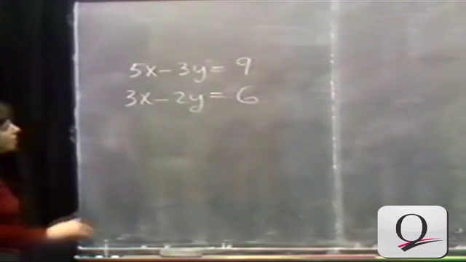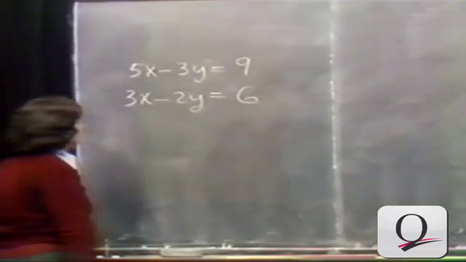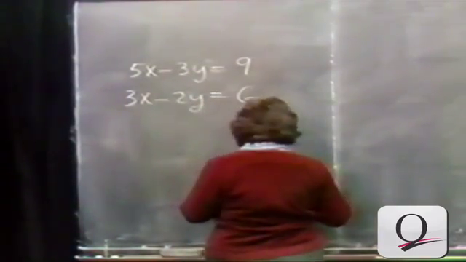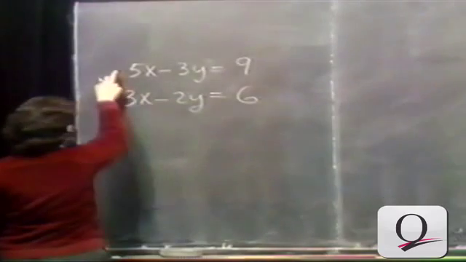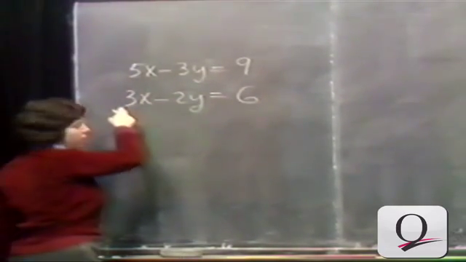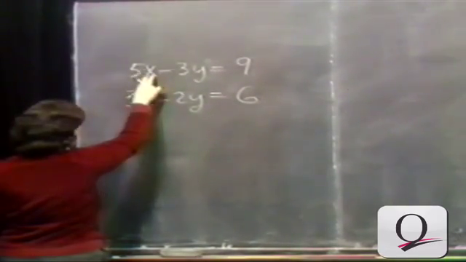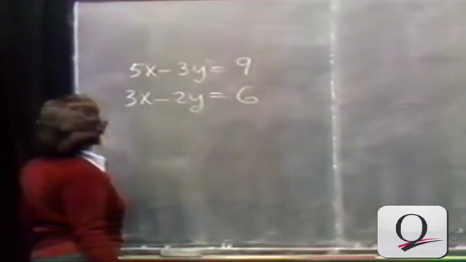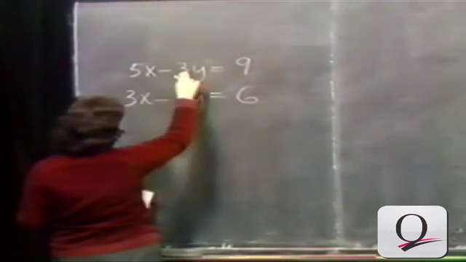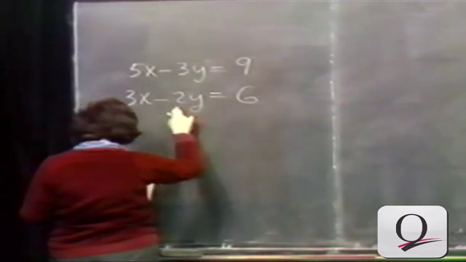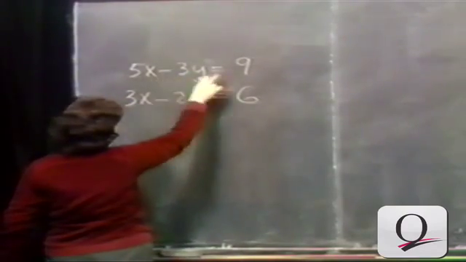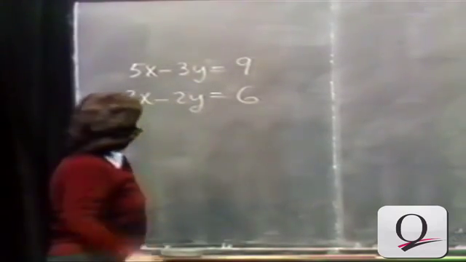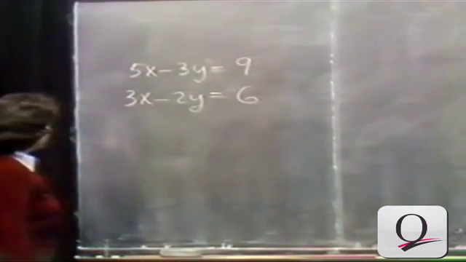Now you can choose to eliminate either of the variables. The work is about the same in this case. We can multiply the top equation by 3 and the bottom equation by minus 5. If we did that, this would be 15x, this would be minus 15x. When we add, the x's would drop out. We could also say multiply the top equation by 2 and the bottom equation by minus 3. This would give you a minus 6y here and a plus 6y here, and the y's would drop out. Let's work on the x's in this particular one.